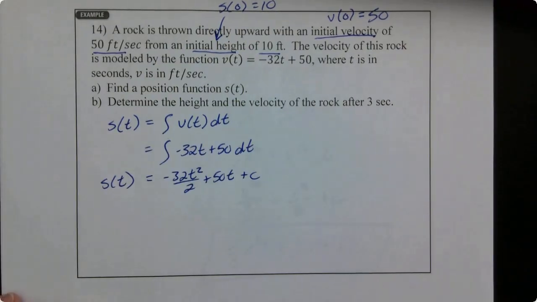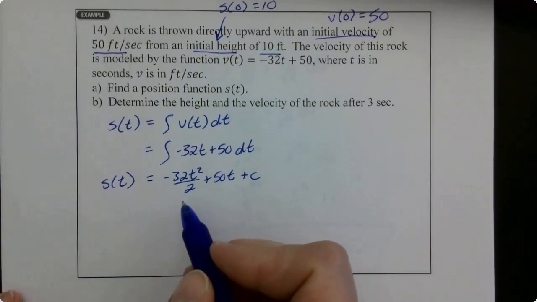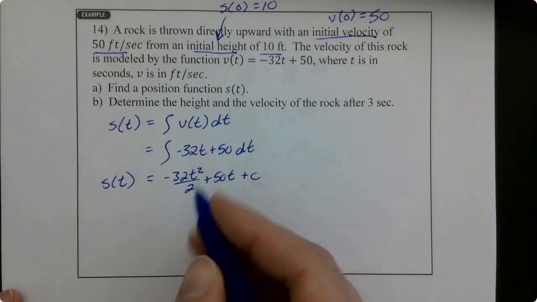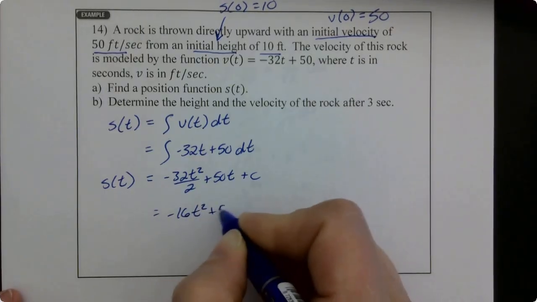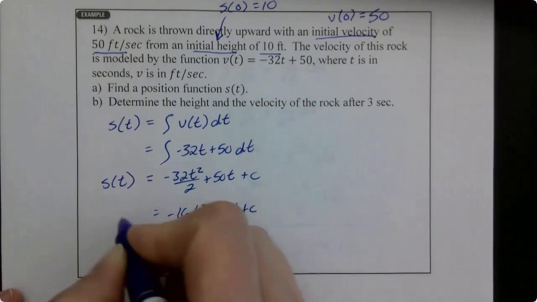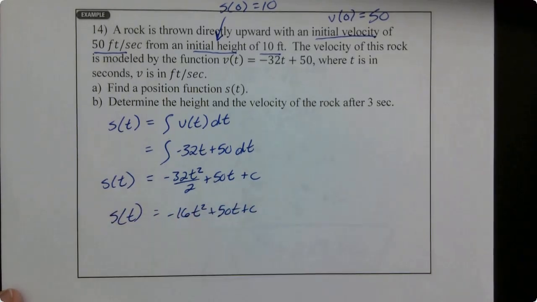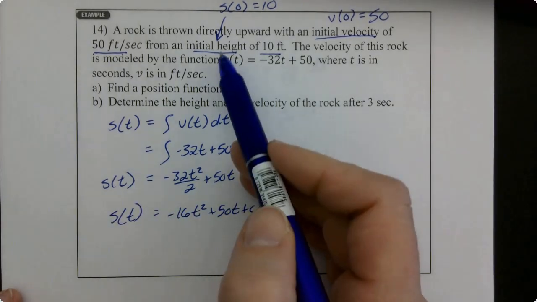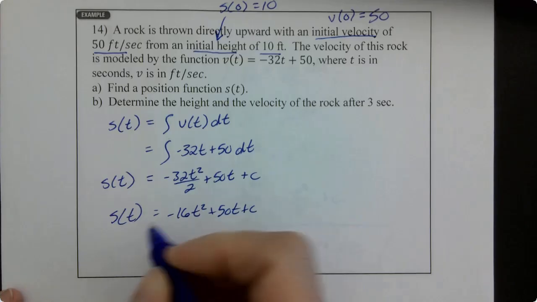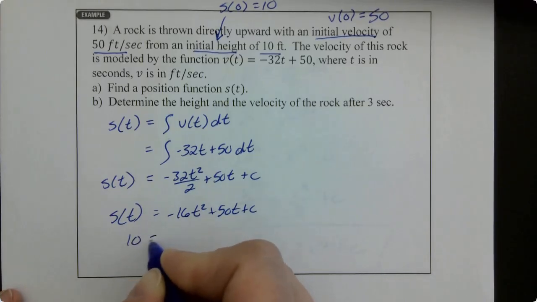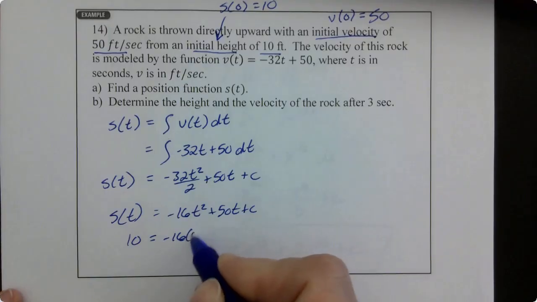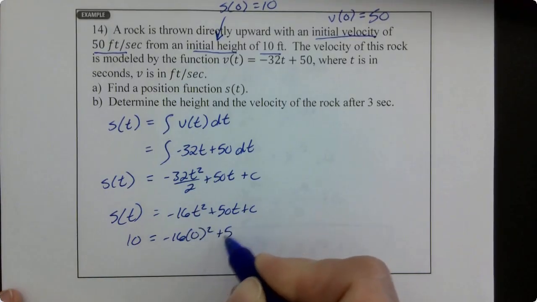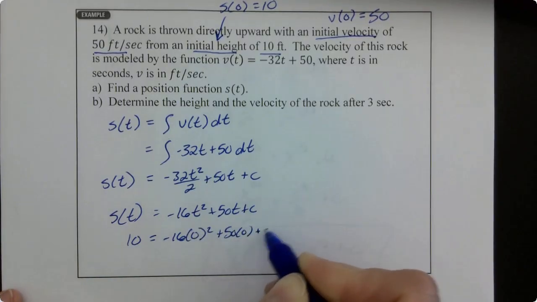All right, let's go through this. So I did my antiderivative. I got negative 32 t squared over 2, which of course that's negative 16 t squared, and then plus 50t plus c. So we want to find the value of c. Well, we're going to use the initial height. So I can plug in the 10 for the s of t and the 0 for t, and you can do this in your head. Whenever the t value is 0, it's pretty easy to do that in your head. What are you going to get for c?